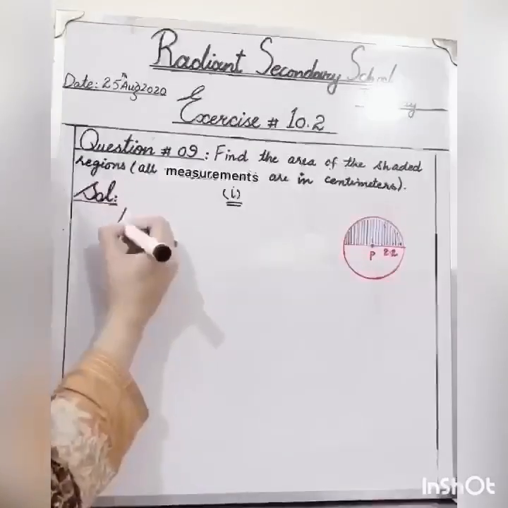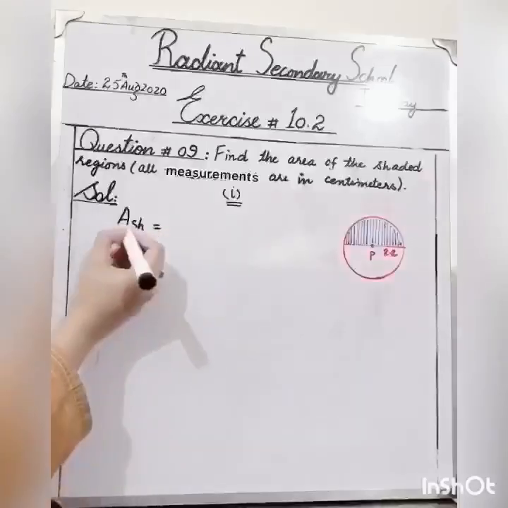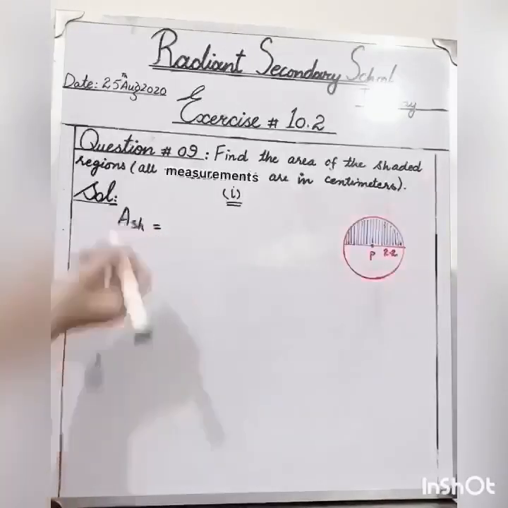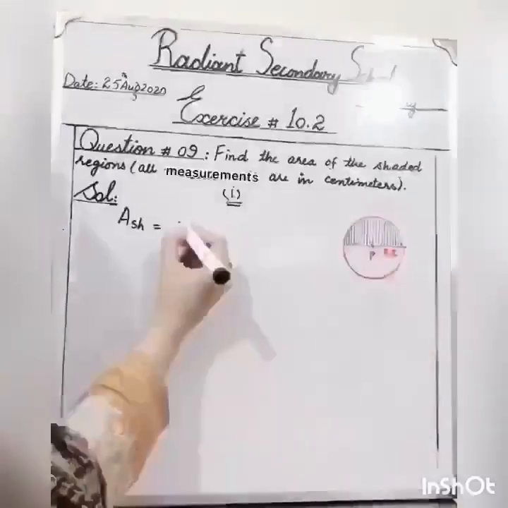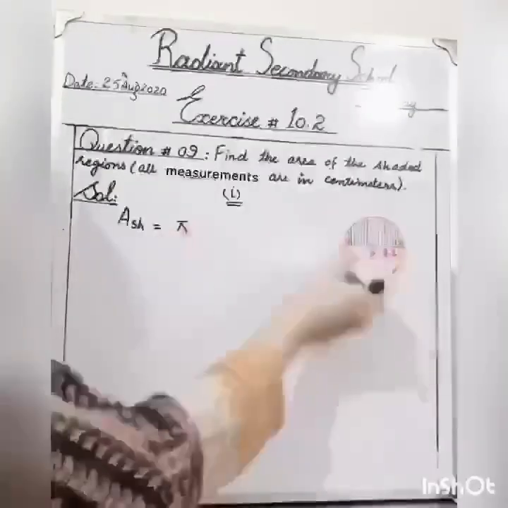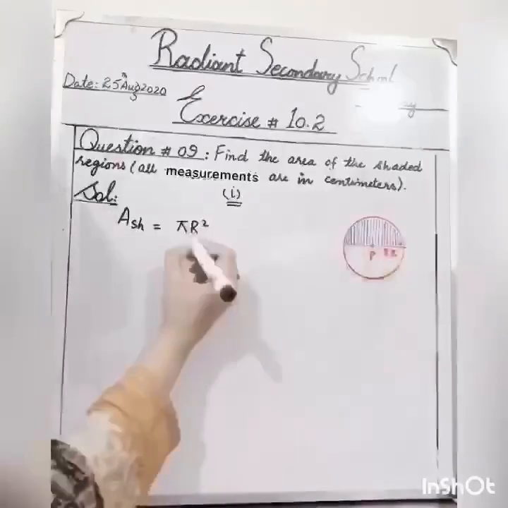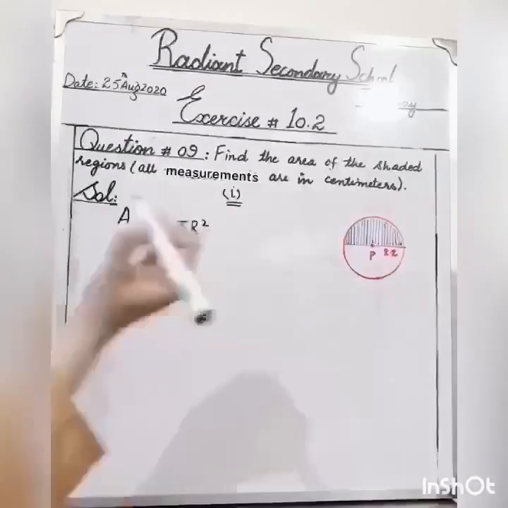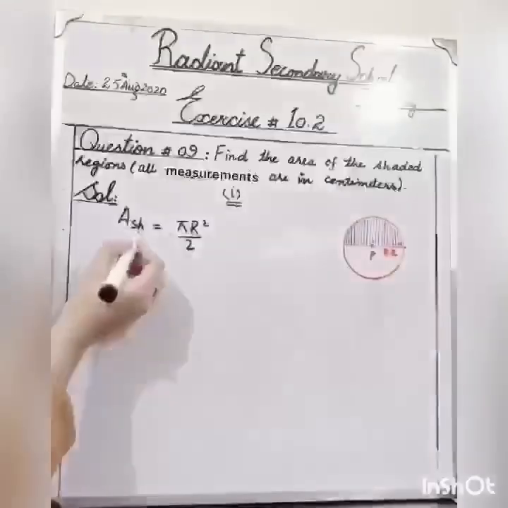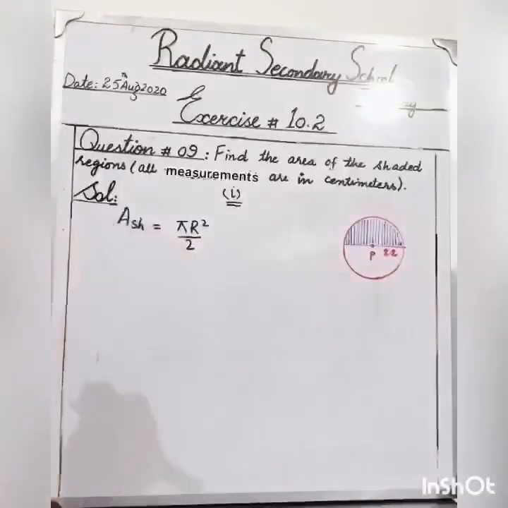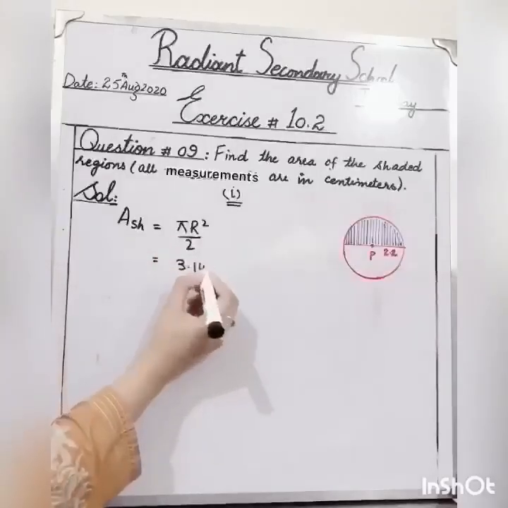We will write the area of the shaded region, A_SH. This SH stands for the area of the shaded region. This is a circle, so the whole is a circle. So the area of a circle is pi r square and this is a semicircle, so we divide it by 2. So the area of the shaded region is a semicircle. So area of shaded region is equal to pi r square by 2. The value of pi is 3.14.